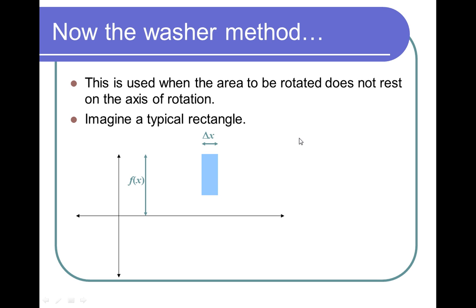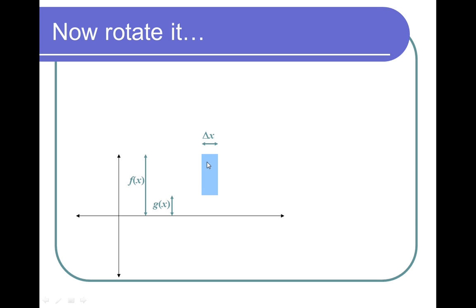Okay, we still have f of x, we still have a delta x, but now we have a g of x, this second function that tells us what the bottom border of the area is. F of x tells us the top border, g of x tells us the bottom border of the area, and delta x just tells us how wide that area is. Okay? So the area, you would find the length of it, which would be f of x minus g of x, and the width would be delta x. So that's how you would find the area.